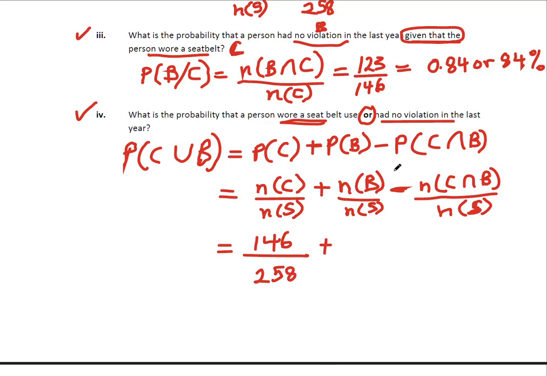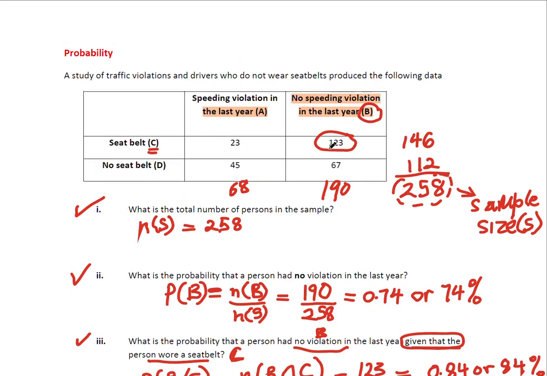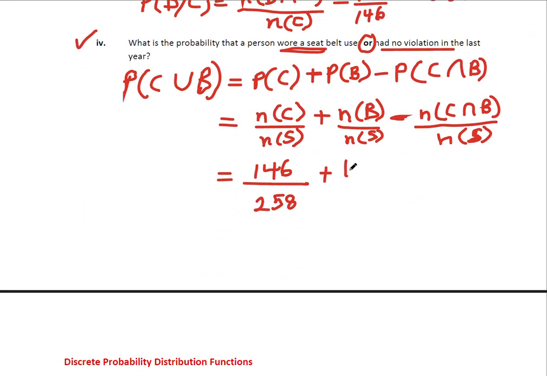plus the number of observations in B, where B is the number of persons who had no violations last year, the overall number of persons who had no violations. And the overall number of persons who had no violations is 190. So that's the total for that column, no violations. So it will be plus 190 divided by the number of persons in this sample space, which is 258.